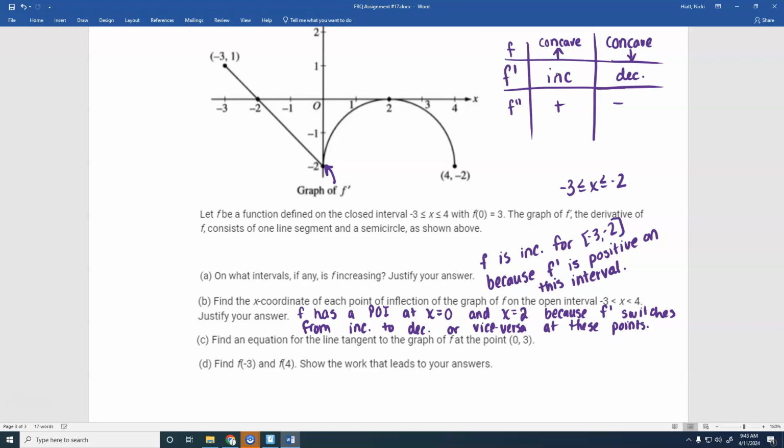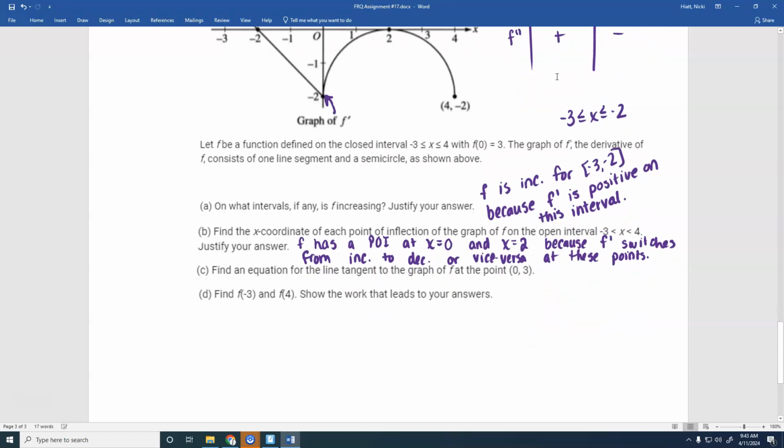Alright. Are we okay so far? This is all so far just like earlier stuff, right? C is still earlier stuff. It's a tangent line. We were really good at tangent lines at one point. What do you need for tangent lines? Point, a slope, and the equation of the line, right? So it gives us the point. We don't even have to find it. How do we find the slope?